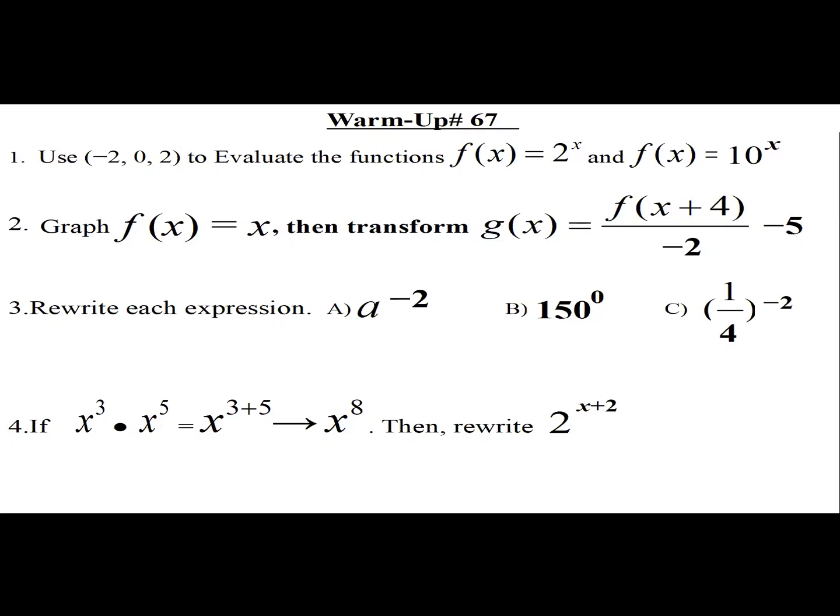Number three reads, rewrite each expression. Part A is a to the -2 power. Part B, 150 to the 0 exponent. Part C, 1/4 to the -2 power. And number four reads, if x to the third times x to the fifth is the same as x to the 3 plus 5 as the exponent, which is x to the 8th, then rewrite 2 to the x plus 2. So take a step backwards and see what it would look like and simplify as far as you can. I'll give you some time for that. Copy and go.